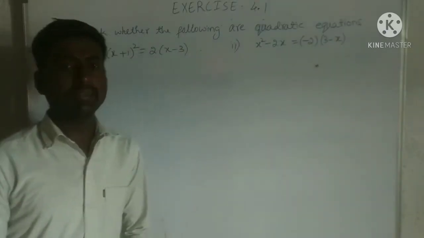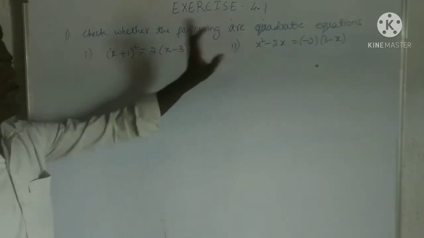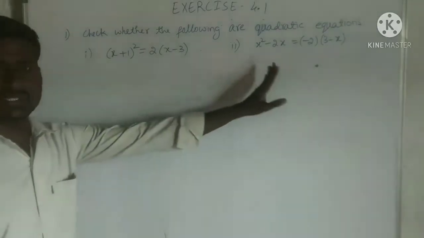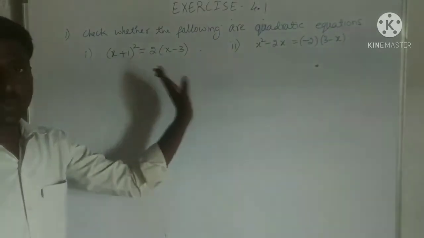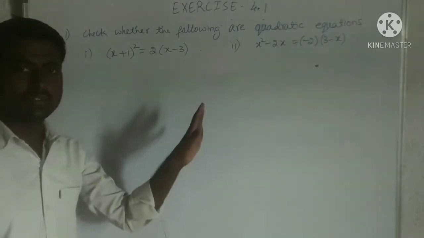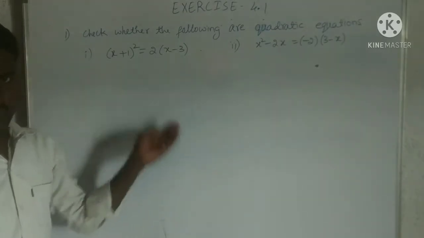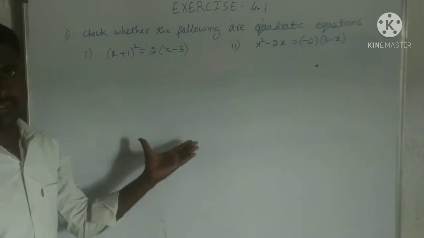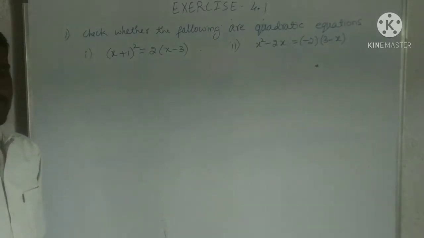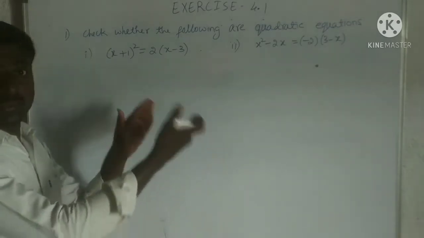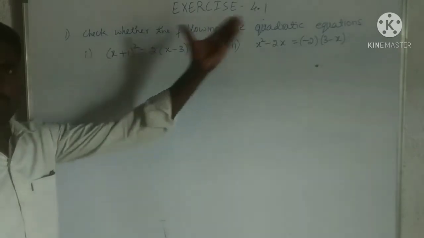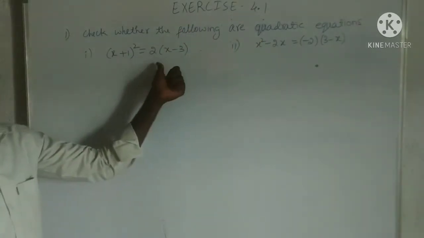Now the first one: check whether the following are quadratic equations. For some questions, by observing the question directly we can say whether it is a quadratic equation or not. I will solve the question properly first, then we can judge. For all problems there is no need to solve and then give the answer. By observing the problem only, you can guess whether it is a quadratic equation or not.